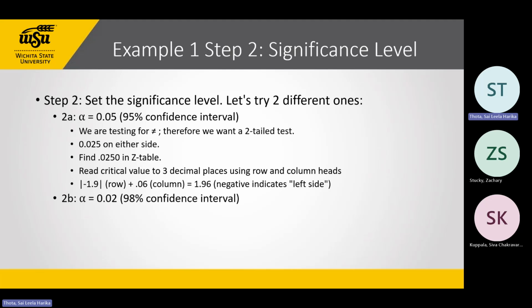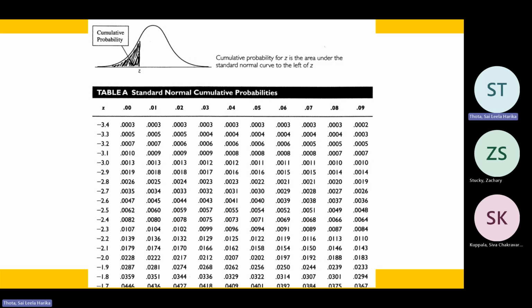Coming to alpha equal to 0.02, which is a 98% confidence interval. So how are we going to calculate this 98% confidence interval? In simple terms, you have the alpha value 0.02. So 2 into 0.02 is 0.04. You will find that value in the Z table and decide the left region values and the right region values. So this is how you use the Z table when the significance levels are given.